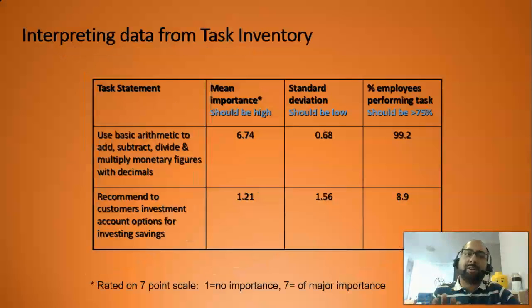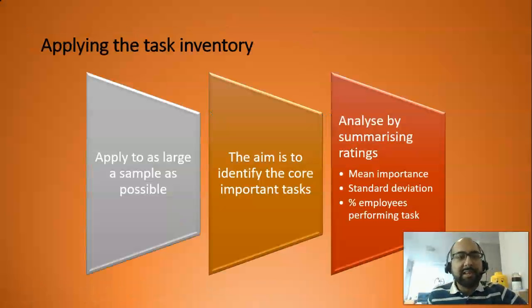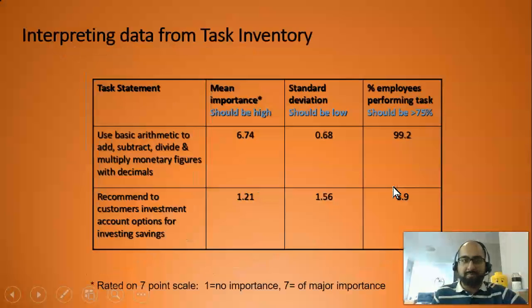Now imagine being the employee answering this task inventory with 189 statements, and then you see what goes into collecting this data. So typically with task inventories, we want to distribute the data to as large a sample as possible, so lots of employees. The goal is to identify the core important tasks based on the importance rating provided by the employees, the percent of employees performing the task, and the general agreement among the employees.